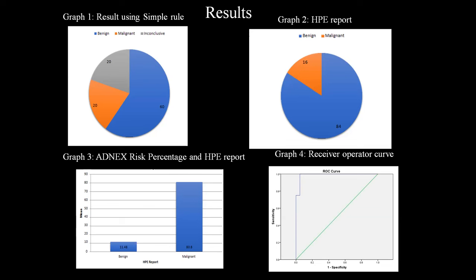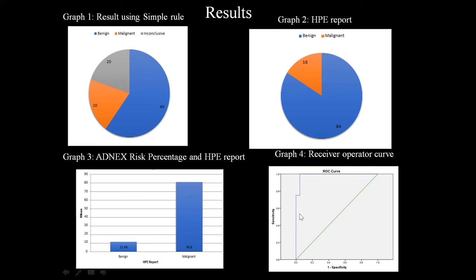Results: by taking into consideration the characteristics of the lesions, the simple rules of IOTA were applied. 15 lesions were classified as benign, 5% were malignant, and 5% were inconclusive. On histopathology reports, four subjects were reported as having malignancy. The mean risk percentage of the benign lesions was 11.48 and of the malignant lesions was 80.4. The unpaired t-test showed the difference in the mean between these two was statistically significant.